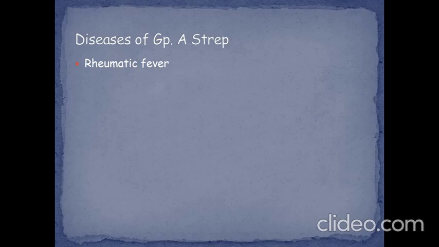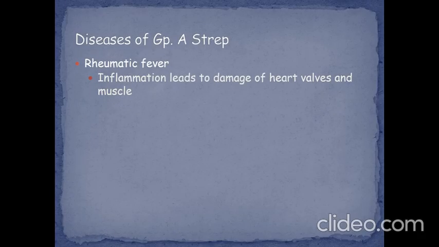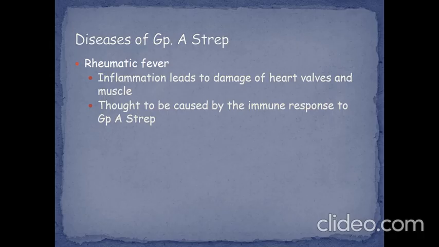The next on the list is rheumatic fever. And what this is, is really an attack on the heart valves and the muscle. So this inflammation and the bacteria getting in there will cause an immune response, really. This immune response causes inflammation. This inflammation damages the heart valves and the muscles surrounding the heart.